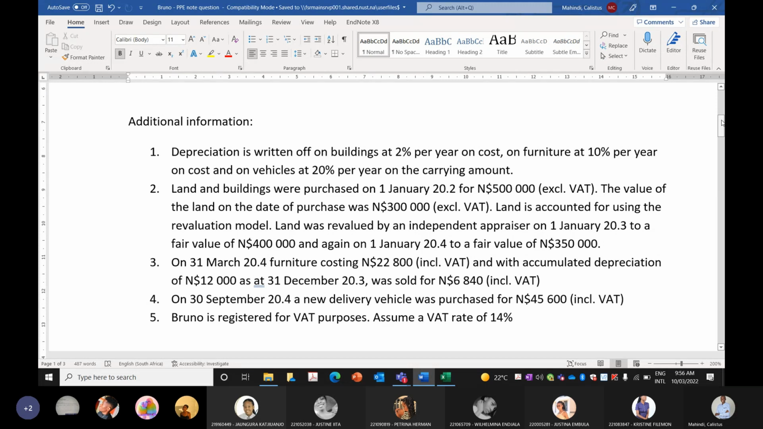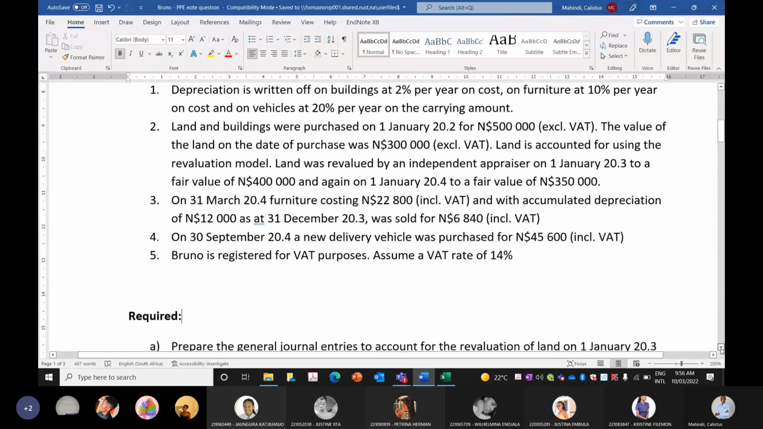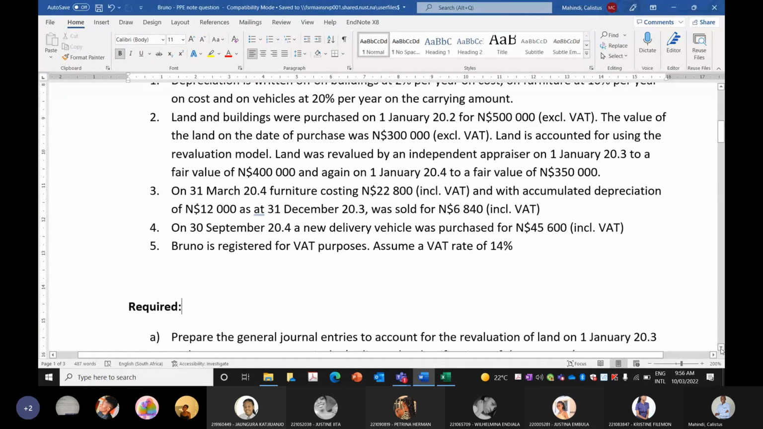So that one you need to highlight. That information is relevant now for us. The 10% per year on cost is the depreciation method for furniture. The second bullet we've dealt with, it's irrelevant, it only deals with land. Let us go to the third bullet. So the third bullet deals with furniture.